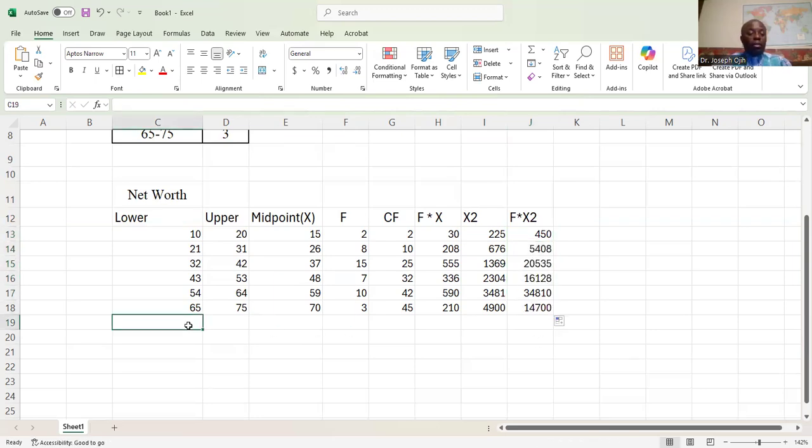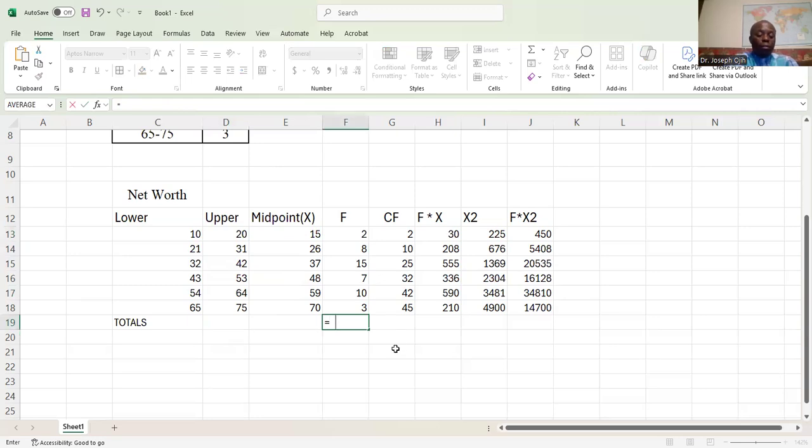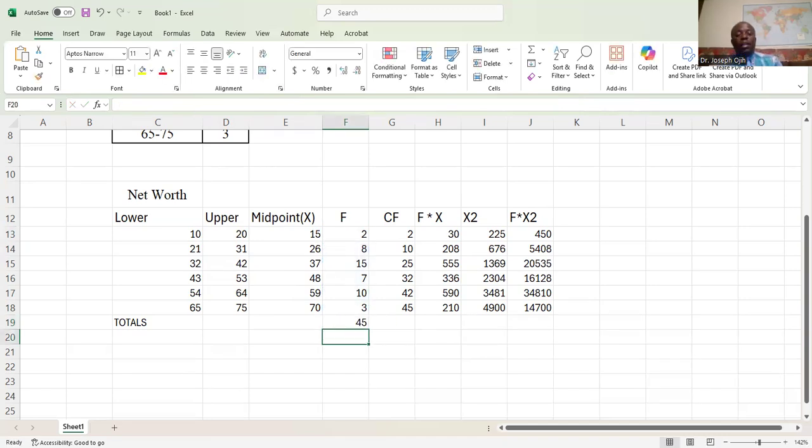Okay, now let's get the totals. We don't need a total for upper and lower. We don't need a total for midpoint. We only need a total for the frequency. So put equals sum. It will pop out, double click, highlight all this. Then close the parenthesis, press the enter key, and you get the total for this. And then you can copy this down, calculate the rest of the totals. Now we don't need a total for cumulative frequency, so remove that. We need the total for this one. We don't need this x squared total, so remove that.